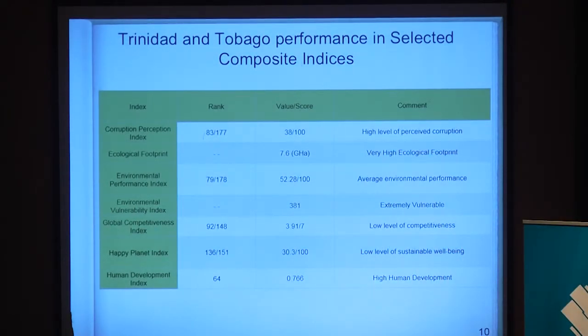Just to skip forward, the country is ranked 83rd and 92nd in terms of the Corruption Perception Index and the Global Competitiveness Index, respectively. It has an ecological footprint of 7.6 global hectares per capita, and that means it would take 2.8 times a larger planet to be within a sustainable limit.